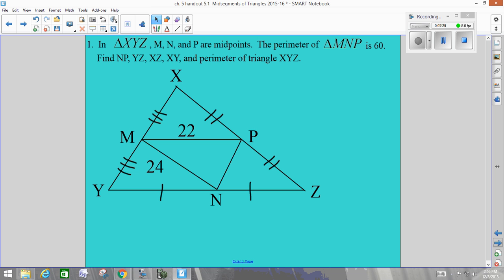We need to find NP, YZ, XZ, and XY. I want to find all 4 of those. You only have 2 listed, but I want to find them all. Anyone come up with any answers? Okay, Spence, which one do you have?